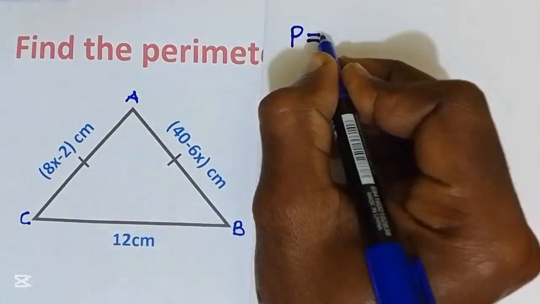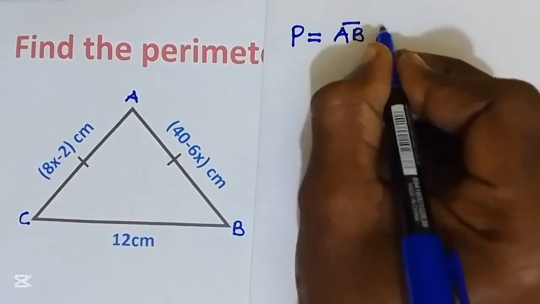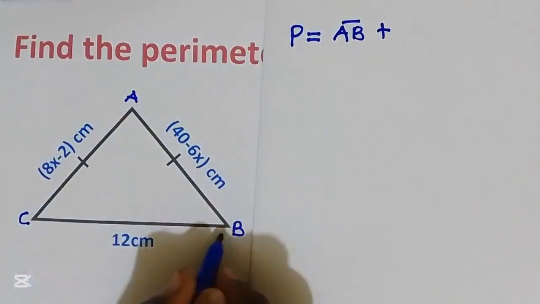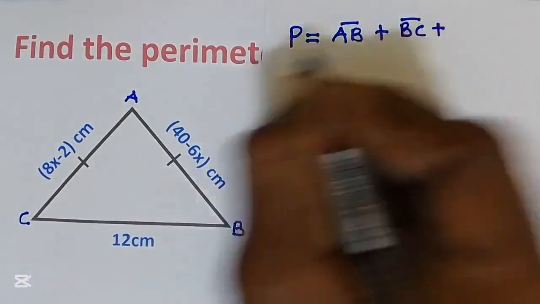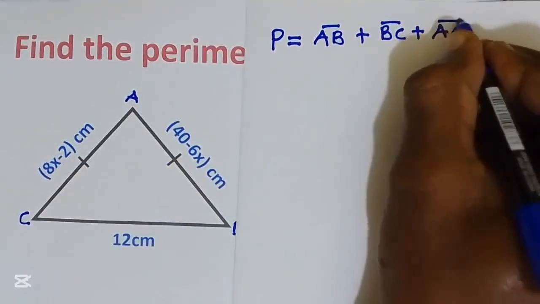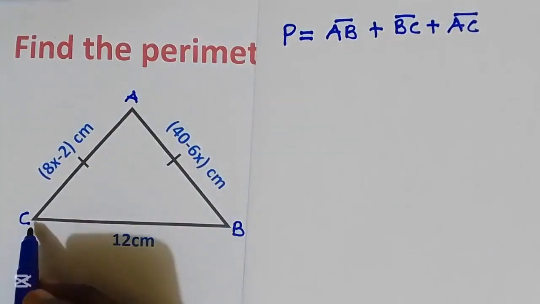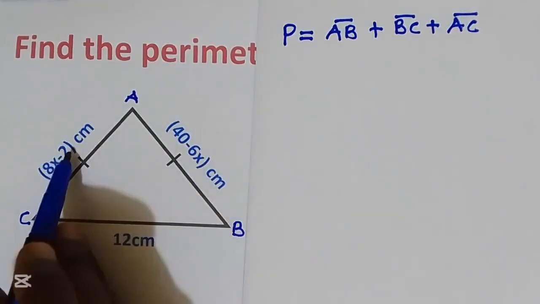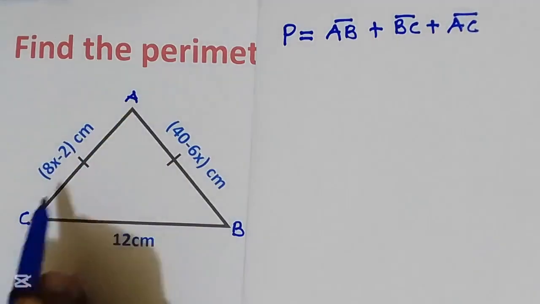Perimeter is equal to side AB plus side BC plus side AC. They have given to us only side BC. The other sides they have given to us in terms of x. So let us first find the value of x and then find the length AB and AC.